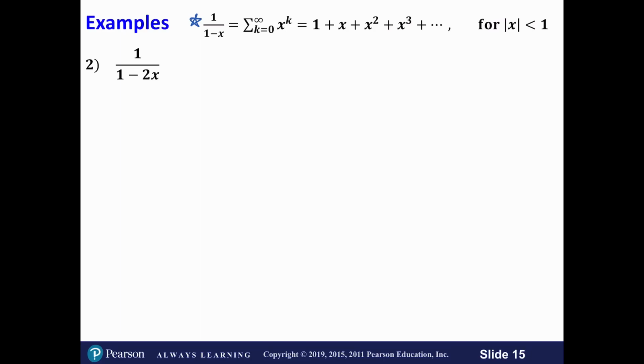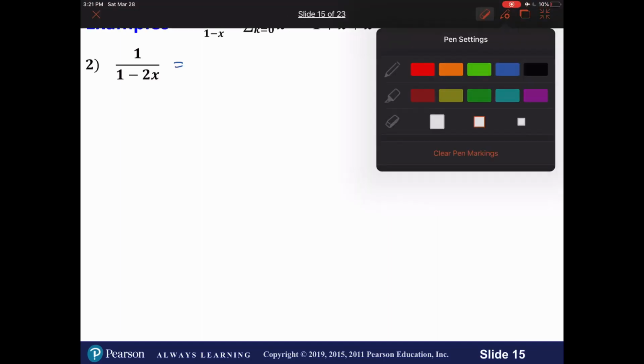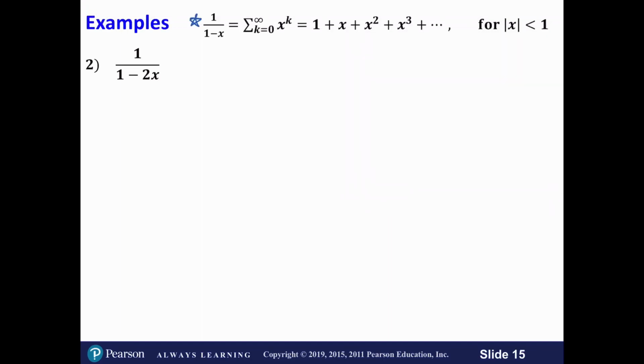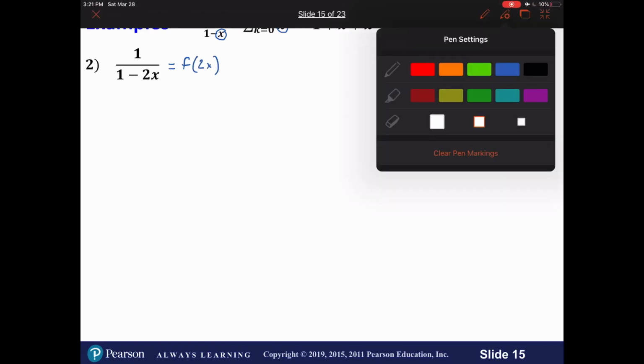Okay. If we have 1 over 1 minus 2x, we can rewrite this. So actually, rather than trying to rewrite it, let's just notice this. Every time we have an x in this, we are just going to replace that with 2x. Okay, that's essentially what we're doing with the composition of functions. So this is f(2x). This thing up top is really just f(x).